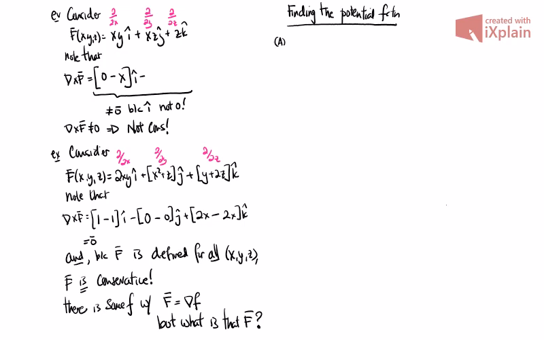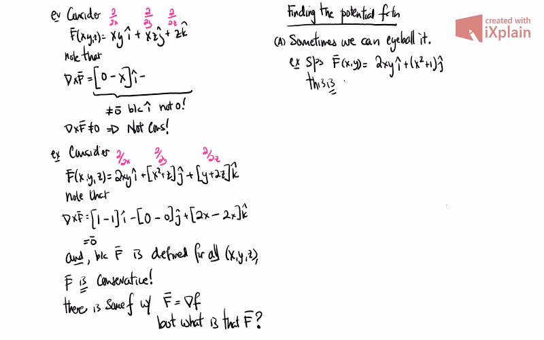Let's just do two things. A, sometimes we can eyeball it. I'll show you what I mean by that, in other words, making a smart guess. For example, suppose that f of x, y, I'll just do a 2-variable example, is something like 2xy i plus x squared plus 1 j. It turns out that this is conservative. You can take the curl, you can check it. This is conservative.